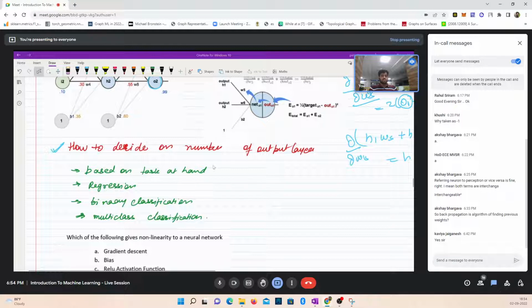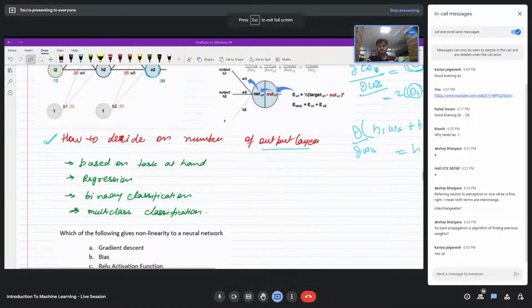So now coming back to this output layer. Okay. How to decide what should be our output layer? Just give me a second. The thumb rule is to decide it based on the task that we have at hand. So if you look at the common machine learning tasks, they are regression and classification. Okay.